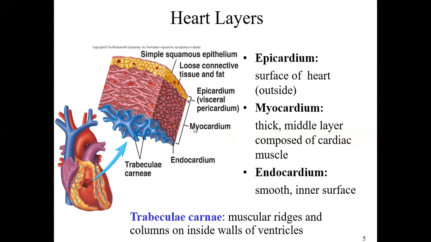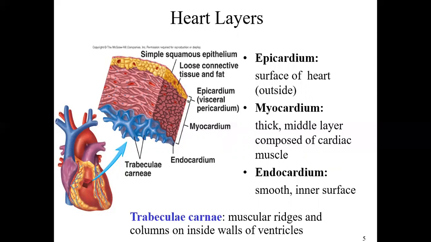Remember that myo is a prefix that refers to muscle. And so the myocardium is the cardiac muscle, which we'll talk about a little bit later. Cardiac muscle that's seen here. And then just below that, there's another thin layer called the endocardium. The endocardium is another membrane that separates that from the actual chambers of the heart.